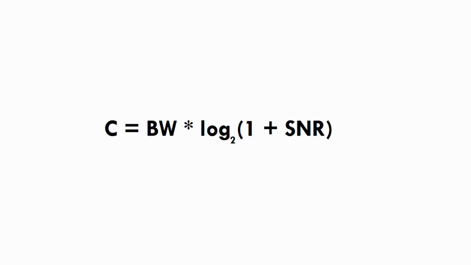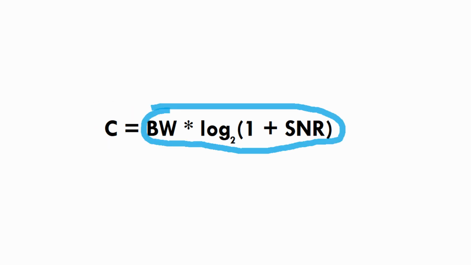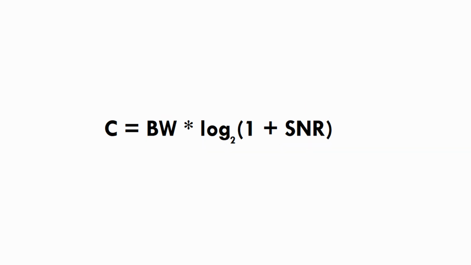So on the left side, we have the throughput, or the capacity, whatever you want to call it, the speed of the connection, and on the right side we have some terms that we have to fill in, and then we get a certain throughput out of it. And if we look at this equation, we can see that the throughput, or the capacity of the connection, depends on two factors. First of all, there is the signal-to-noise ratio, and then there is also the bandwidth.